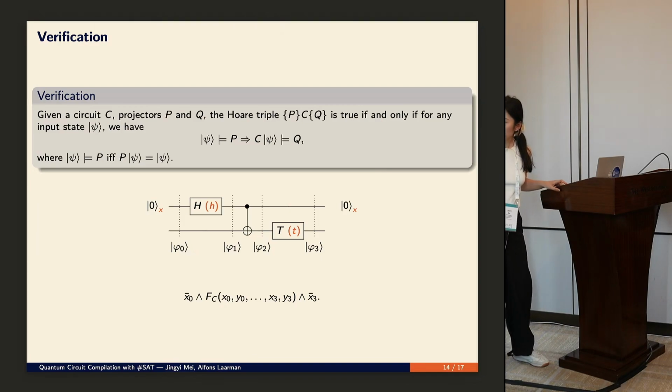So in this case, for example, we want to ensure that the first qubit starts with 0 and ends with 0. So the encoding formula would just be I force the variable for encoding the input state to be not x0, and the output state variable to be not x3.